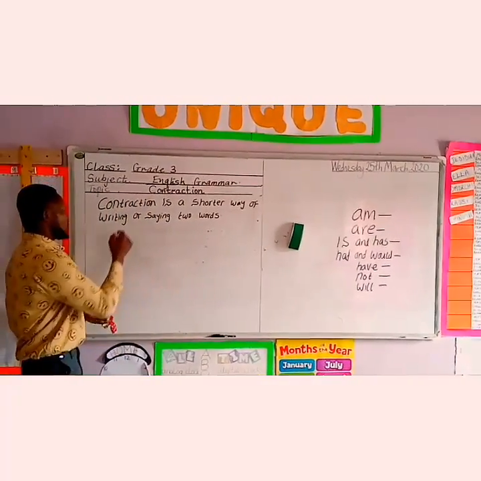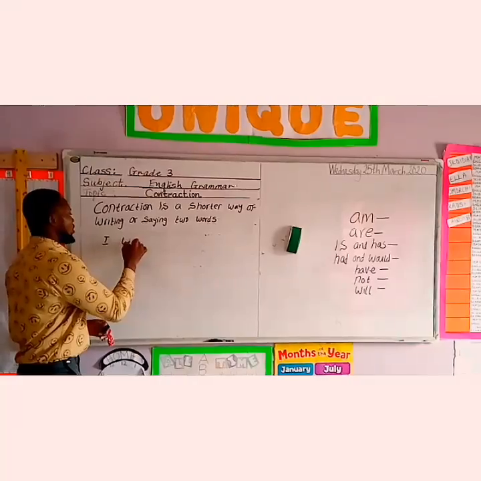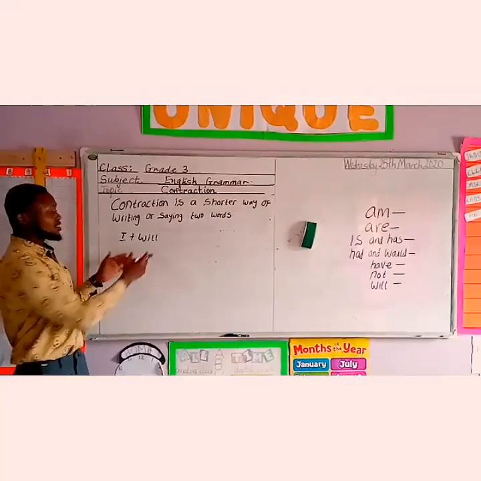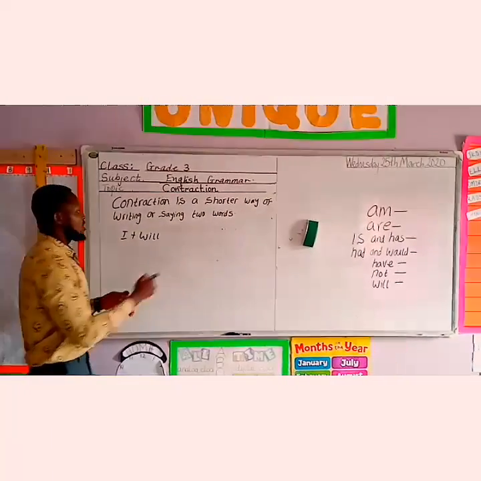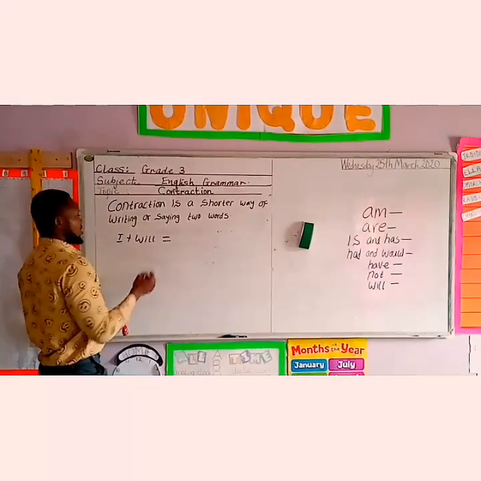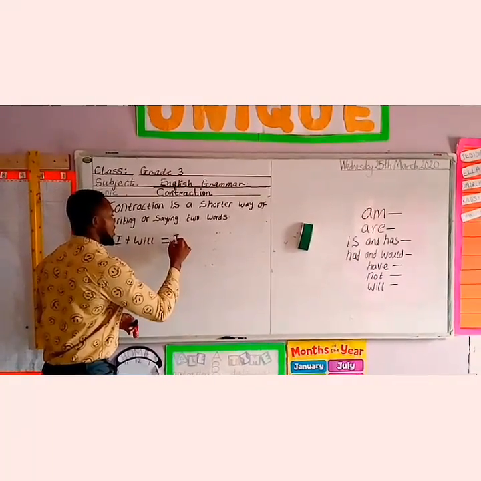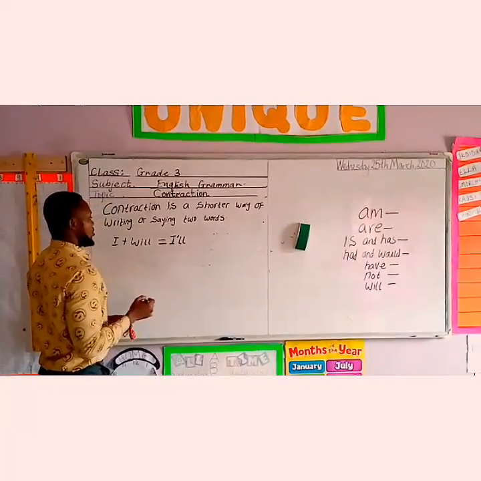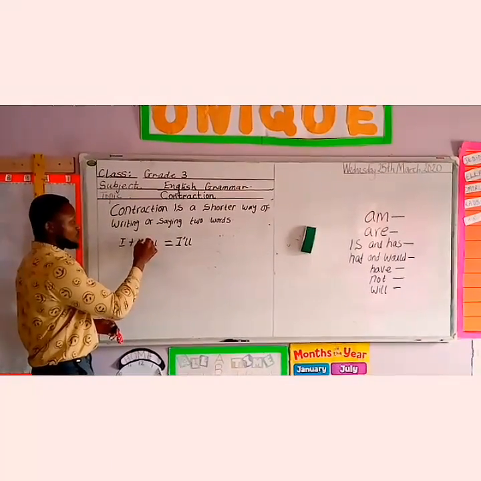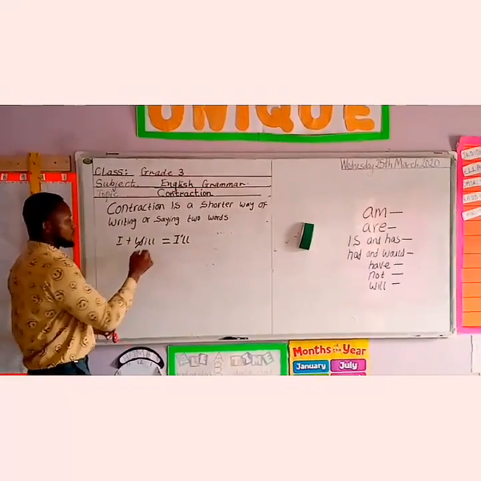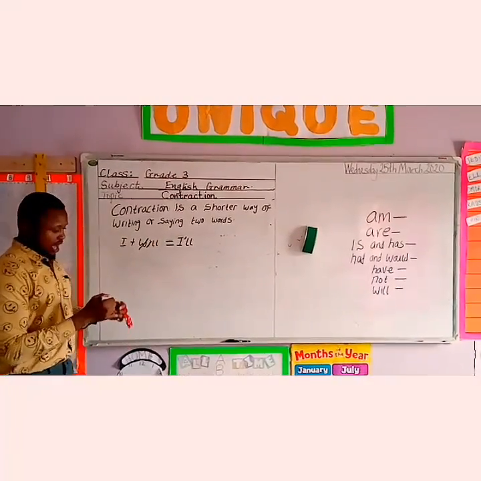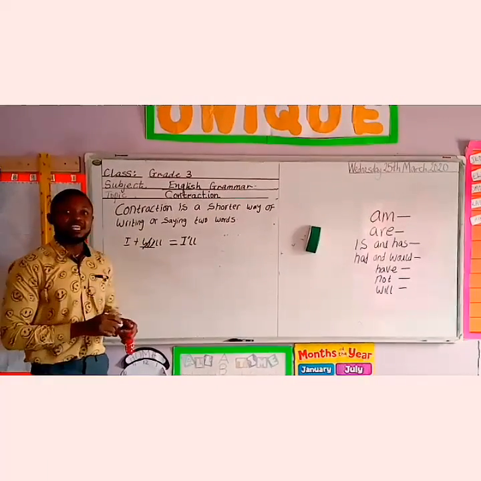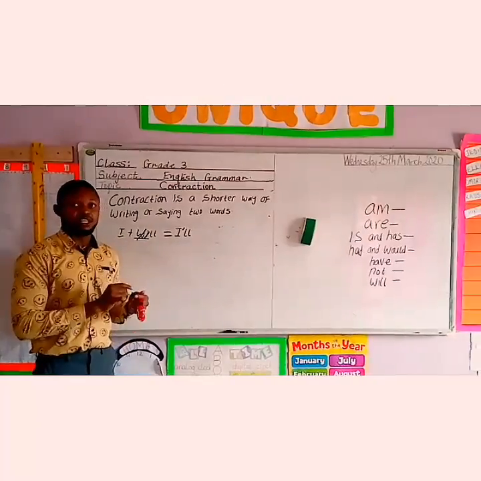For example, we have words like this: I will. I plus will. In this case, if we are to contract this word or to make this word smaller, the form will change. It becomes I apostrophe L L. Meaning in this case, we no longer need W and we no longer need I. An apostrophe has taken the place of the omitted words. Sorry, the omitted letters I mean to say.